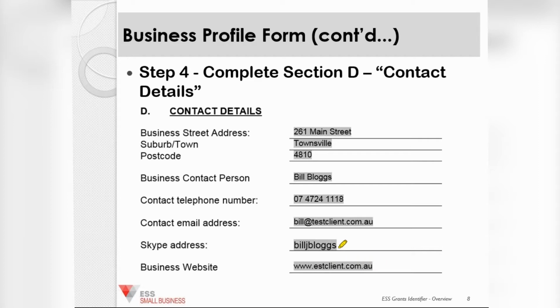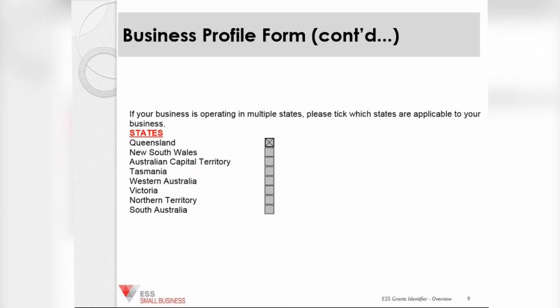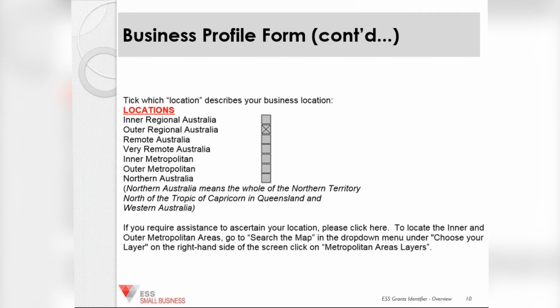If we need to talk to you, we would prefer to do so via Skype. But if you haven't got Skype, that's all right. We will use telephone and email to talk to you further about the grants that are on offer. The next segment that has to be answered is where you identify the states or territories that you're operating your business in. Just please put a cross in the box for the appropriate state or territories.